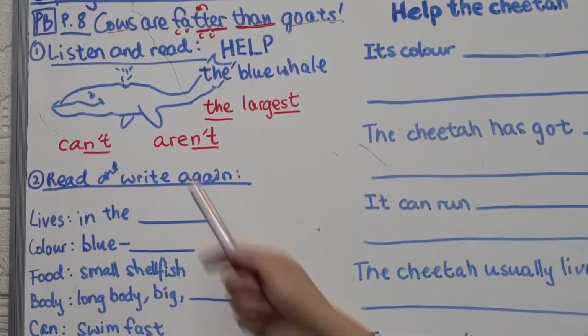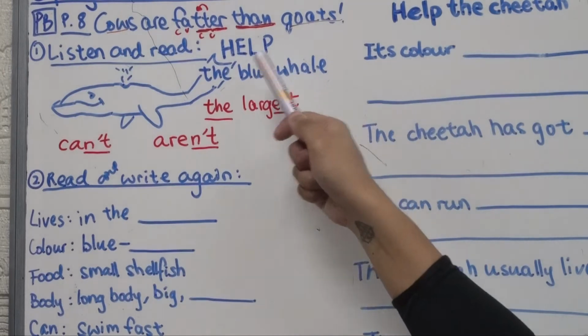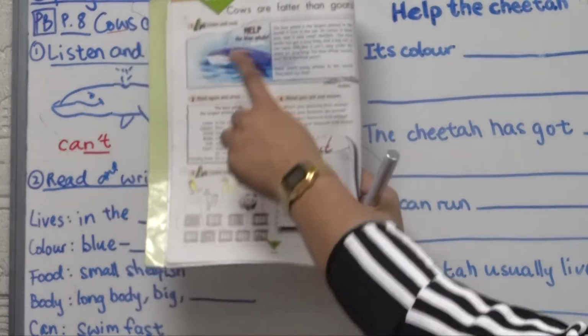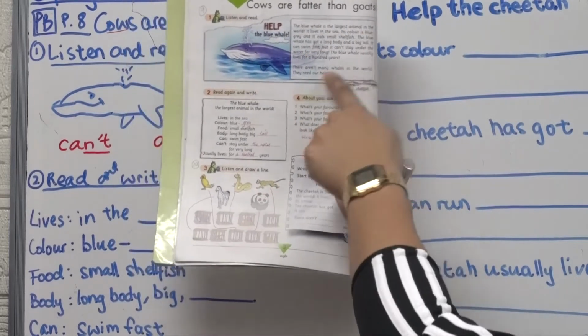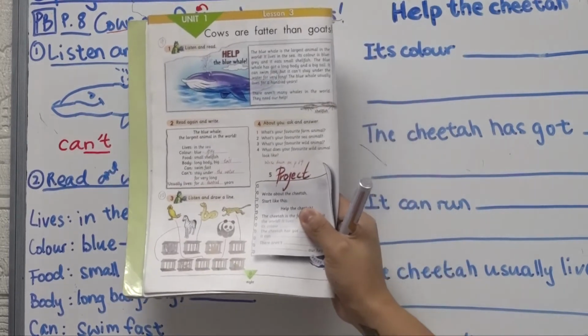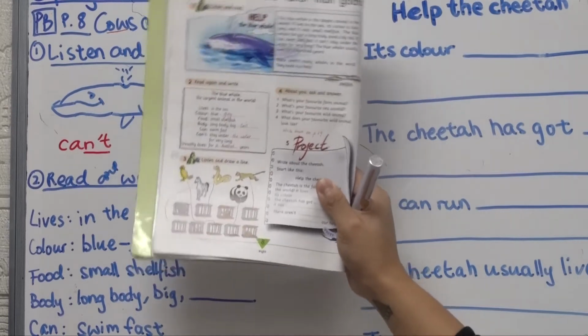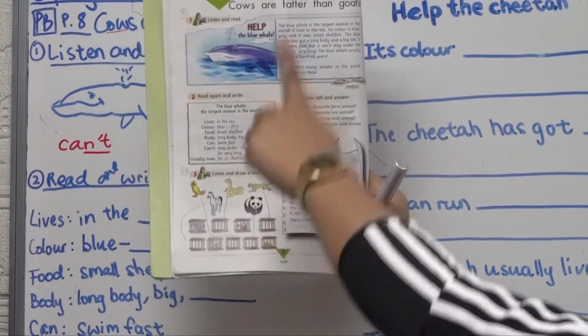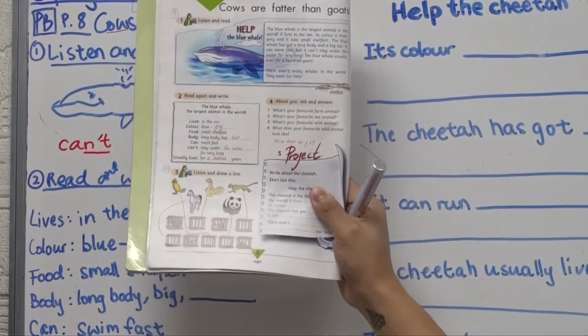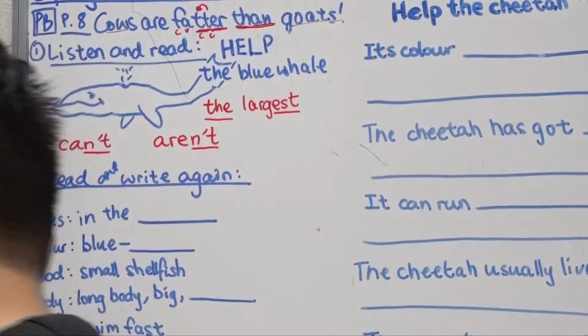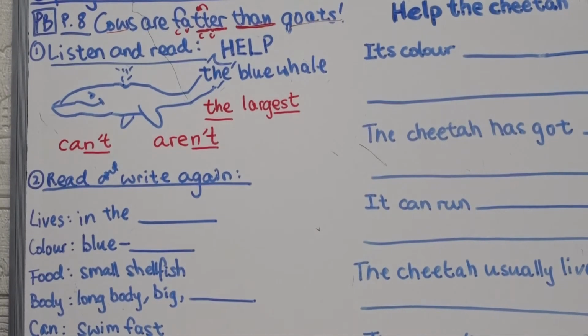Alright, so now we will listen and read, right? We have help the blue whale, okay? Alright, so we will listen first to the text, and then we will read again once more, okay? So I will put this up here, alright? And then you listen and you read quietly, and then we will read out loud one more time, alright? So let me find the recording first, and then I will read with you, okay? So are you ready to listen? Alright, listen carefully, try to read as well, read quietly.